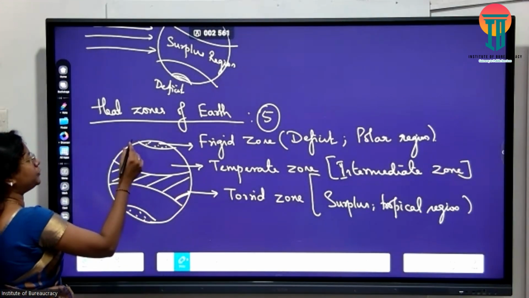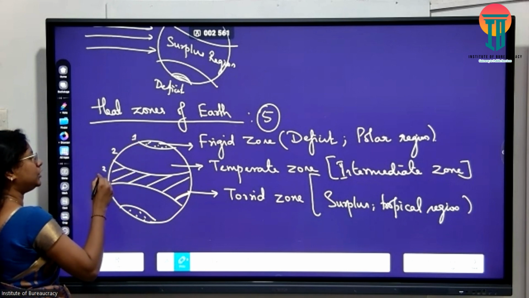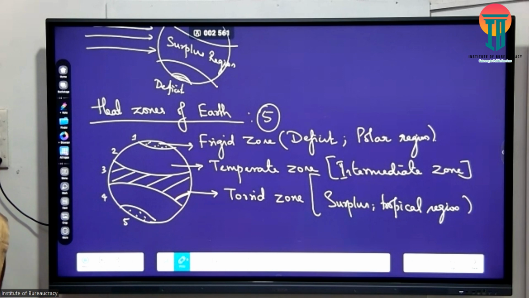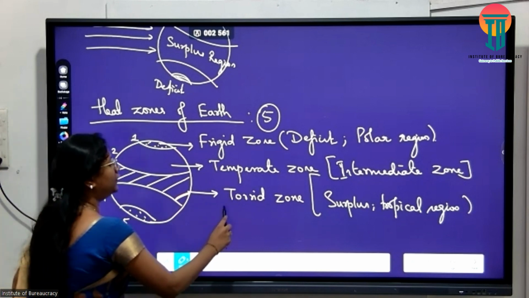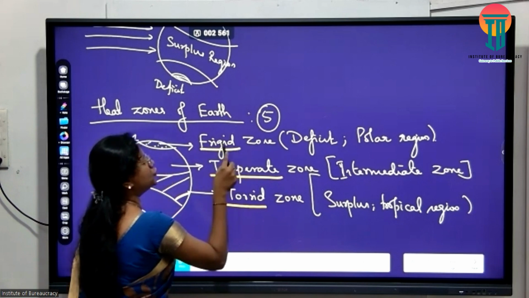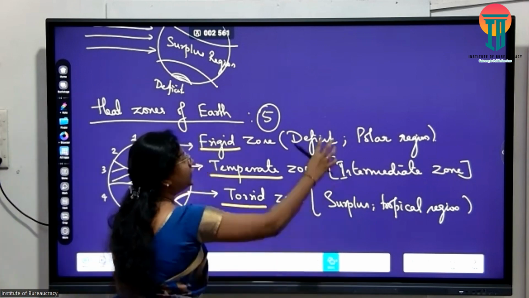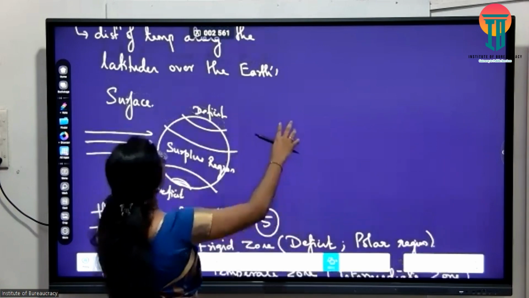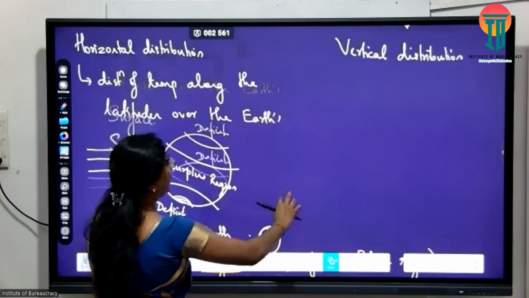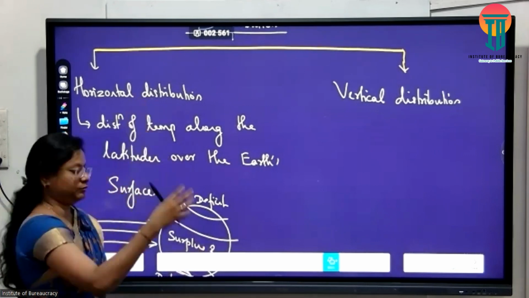So, total how many? This is my 1, 2, 3, 4 and 5 zones. 1 tropical zone, 2 temperate zones, 2 polar zones, combining both your hemispheres. So, torrid zone, temperate zone, frigid zone. Fine, 5 heat zones of Earth. Now comes the vertical distribution. Vertical distribution, this is the distribution of temperature along with the increasing altitude.